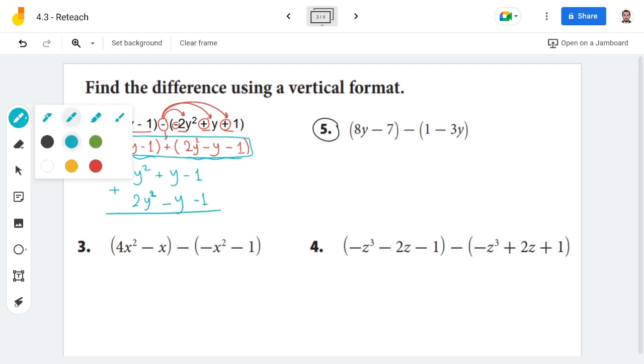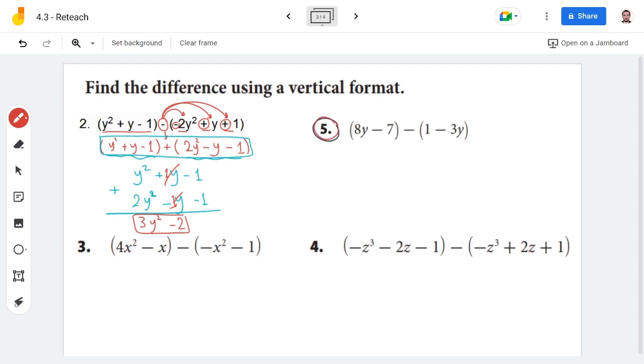Okay, now let's add them. So y squared plus 2y squared is 3y squared. y plus minus y, this is 1, this is 1, so they cancel each other because they have different signs. Negative 1 with negative 1 is equal to negative 2. So now this one is my answer. Okay, now look at this one here.